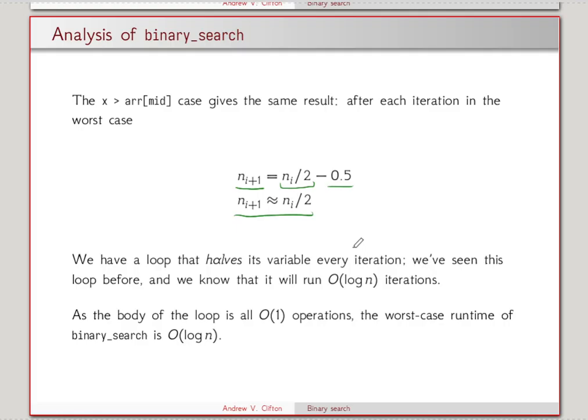We have a loop that halves its variable each iteration, and we've seen that before. This is going to run in log of n iterations. Everything inside the loop is O of 1. So binary search runs in log of n time, which is better than O of n. So this actually does improve the worst case runtime of our search in a sorted sequence.